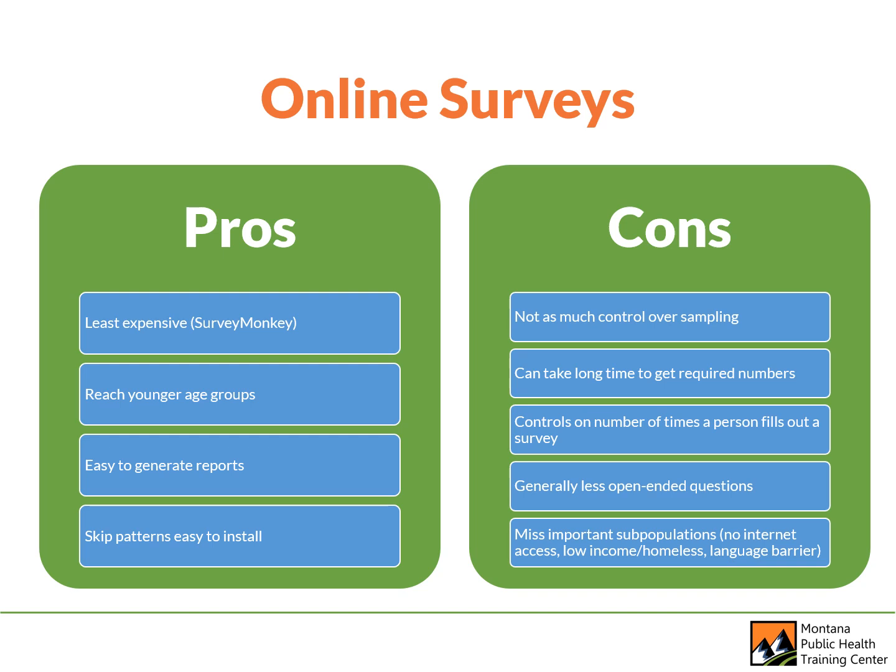You can, in some of these, put control on the number of times a person fills out a survey. Sometimes you cannot, so some people could potentially submit the survey more than once. Usually we make sure there are more closed-ended questions, less open-ended questions. And you, once again, can miss important populations, those with no internet access, low income, homeless, language barrier as well.